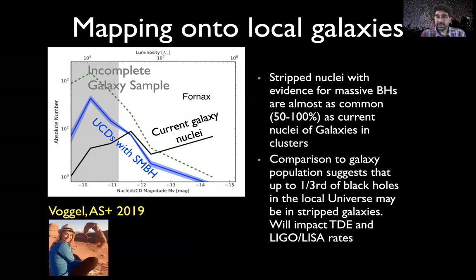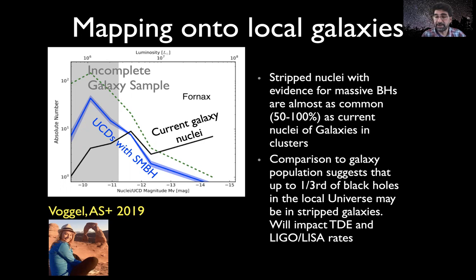This work is interesting because these stripped nuclei we expect to be really common. In fact, in nearby clusters, we think that they're probably roughly as numerous as the present-day nuclei. So there's the same number of stripped nuclei and present-day nuclei. And that means that there'll be a lot of black holes in these objects.